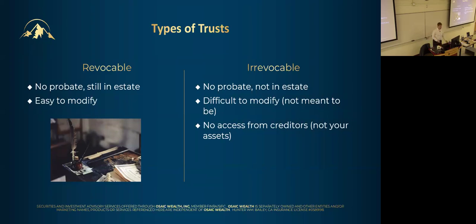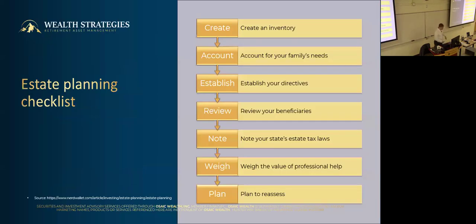Then you've got your irrevocable trusts, where if you really want to get stuff out of your estate or get it protected from creditors or any other sorts of things like that, we like to see that used. Then we've got our estate planning checklist.